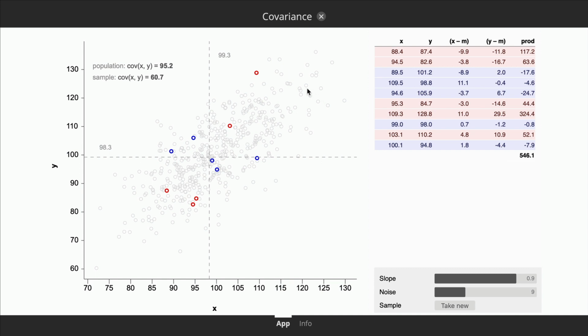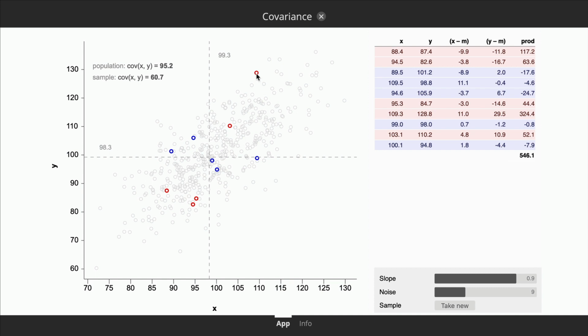We simply find out how far every point is from the average along x and the average along y, right? What you see here are two dashed lines. The vertical line is the average of x, 99.3 in this case, and the horizontal line is the average of y, which is 98.3, okay?